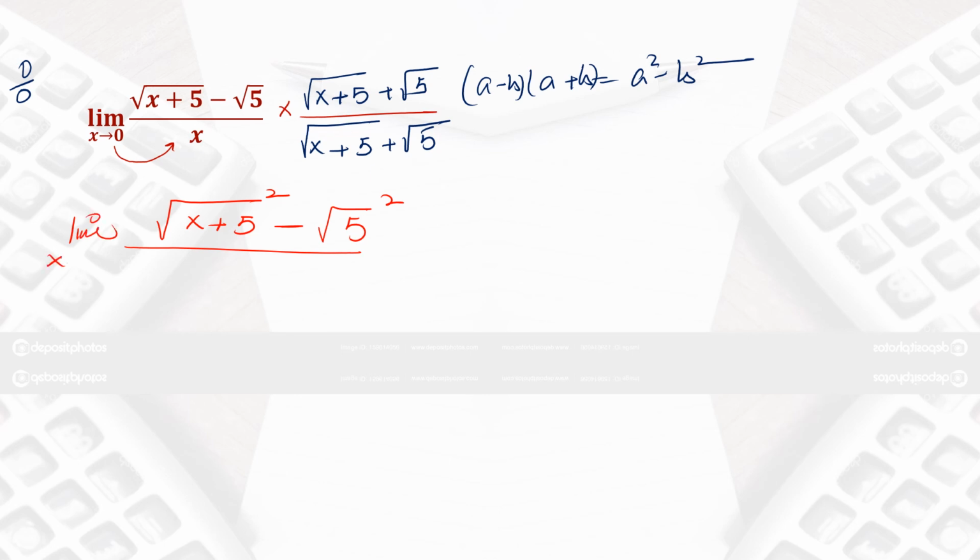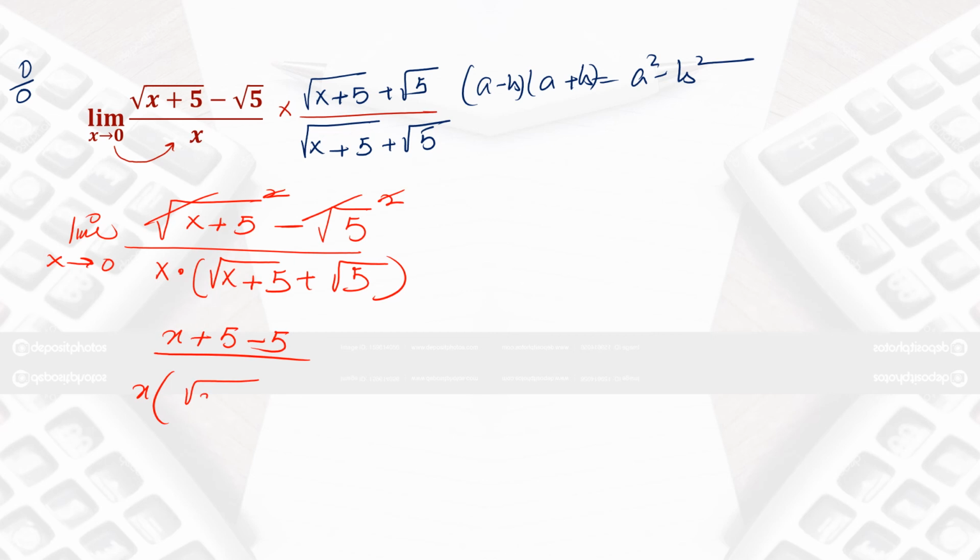Don't forget to write limit everywhere. The denominator has no common terms, so just write them together and separate them with the multiplication sign. Square and square roots cancel. So we will get x plus 5 minus 5 divided by x times square root of x plus 5 plus square root of 5. Minus 5 and positive 5 cancel, and now only x is left on the top, so that x can be cancelled with the denominator x. Do not cancel the x until all the terms in the numerator are cancelled.